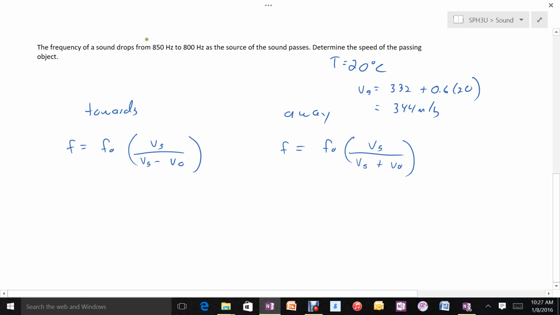Now, the trick with this is we have towards and we have away, but we don't have the original. So I can't solve either of these equations directly because I don't know this and I don't know this. So there's two things I don't know. What I'm going to do is solve both of these equations for the original frequency. Once I've done that, I'm going to recognize, since it's the same object generating the sound when it's moving towards and away, that the original frequency must be the same.